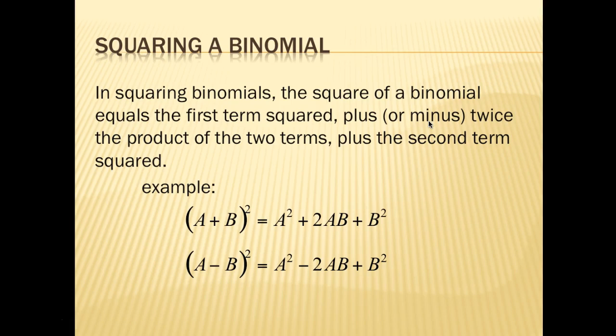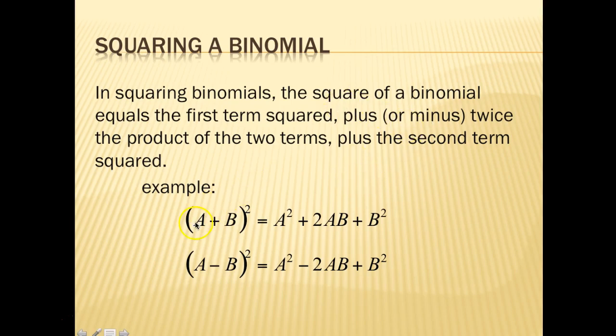So, squaring binomials. In squaring binomials, the square of a binomial equals the first term squared plus or minus twice the product of the two terms plus the second term squared. I know that sounds like a lot.